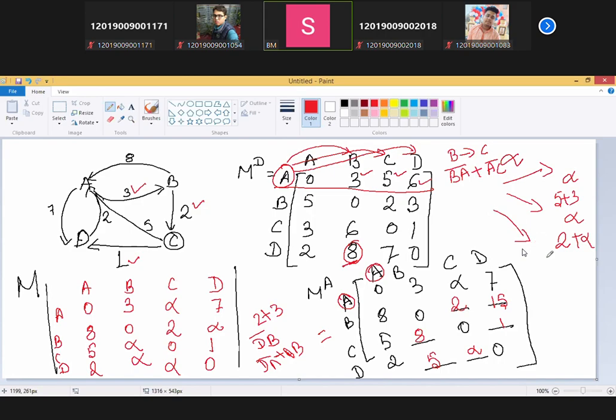Now from here you need to go forward for the M of B matrix. For that, if you are doing M of B, you just copy the column of B and row of B from this one. And what are the positions you need to calculate? Not the diagonals, those must be 0.